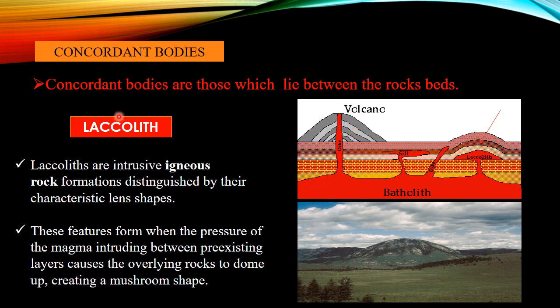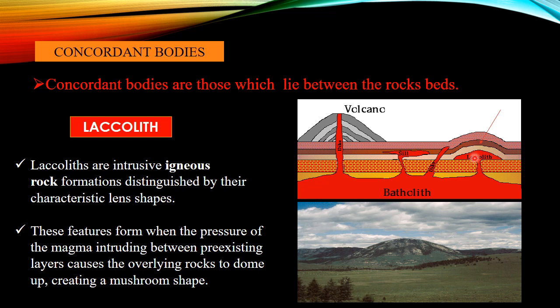So the example of concordant bodies is laccolith. We can see in this image, this is a laccolith, this is a batholith, this is a laccolith. Laccolith is an example of concordant bodies because it formed between the rock beds. We can see this is a rock bed, this is one layer, second, third and fourth. These are all different layers of formation, and in between these rock beds the accumulation of magma is formed, and on this basis it is classified as a concordant body.